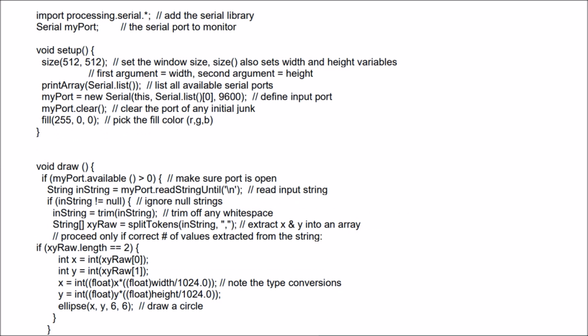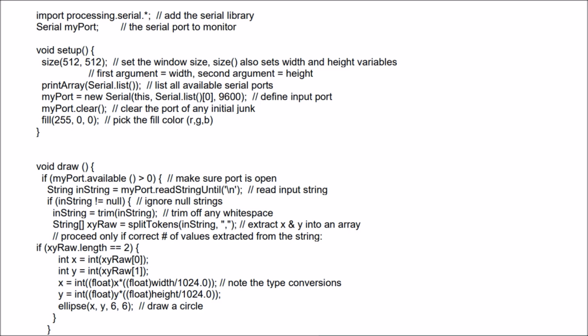Let's take a look at the processing code. First, a port is set to the serial monitor. Then, within void setup, a background is created with the size command. Serial ports are listed, and after setting one to 9600 baud rate, we can then fill the ellipse with 255, which makes it a red color.